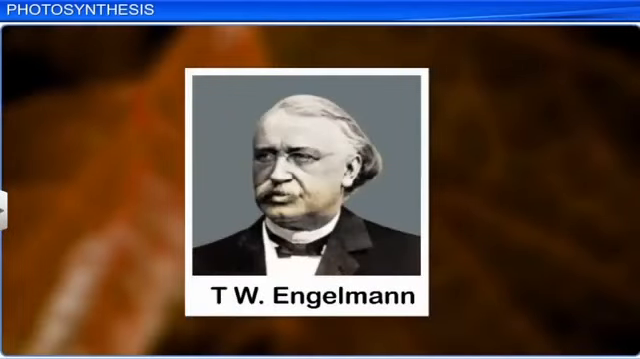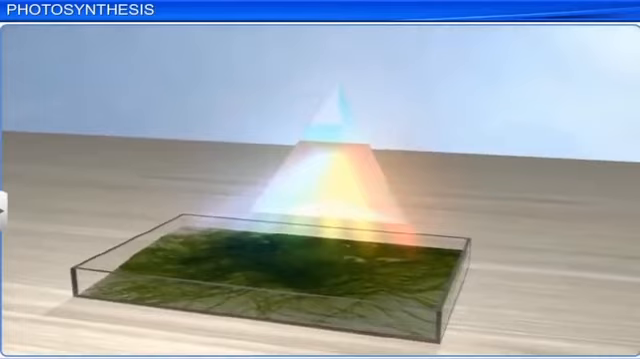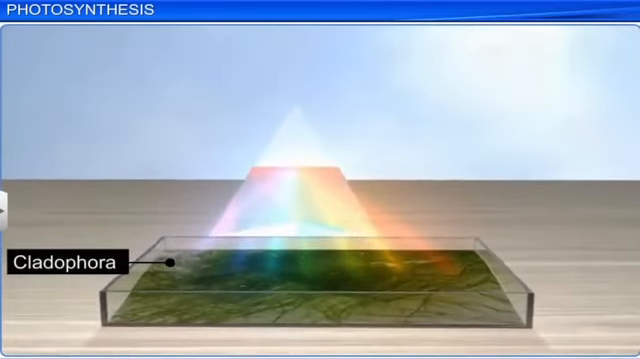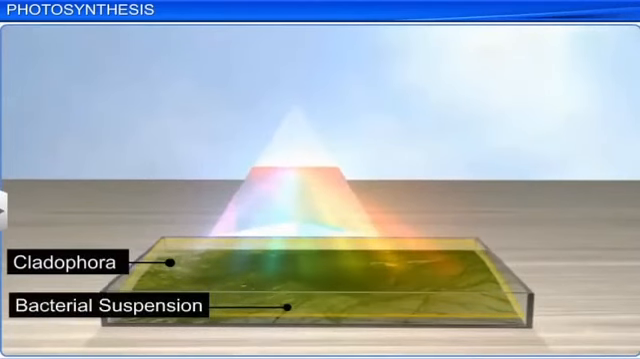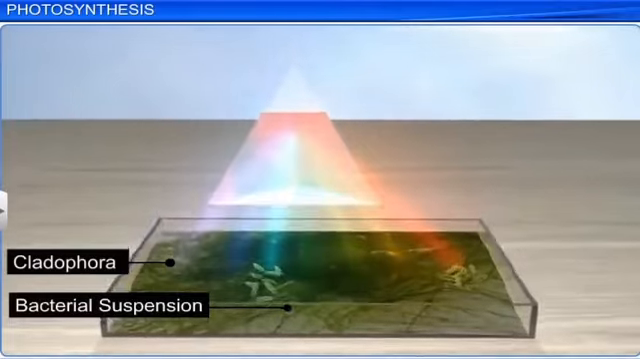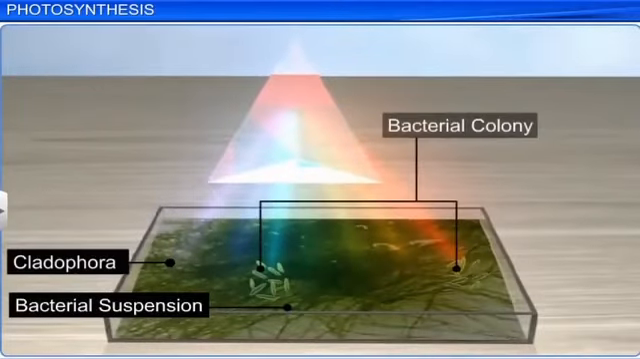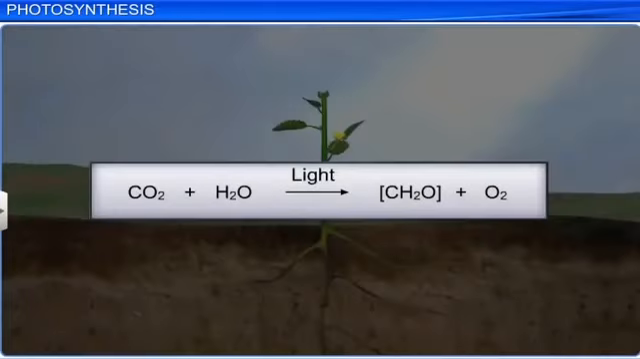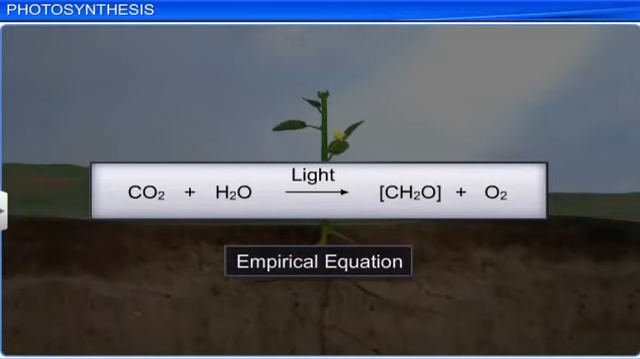T.W. Engelmann illuminated the green alga Cladophora with a spectrum of light using a prism. He placed the Cladophora in a suspension of bacteria to pinpoint the sites that produce oxygen. The bacteria accumulated mainly in the areas of blue and red light. The first action spectrum of photosynthesis was thus produced. By the middle of the 19th century, the empirical equation for photosynthesis was derived.